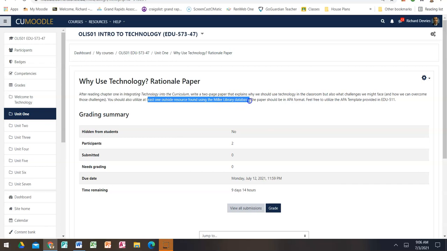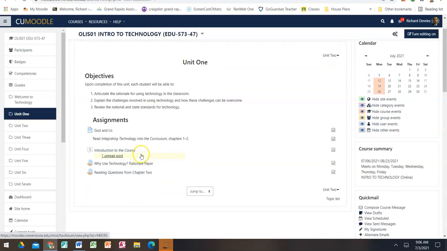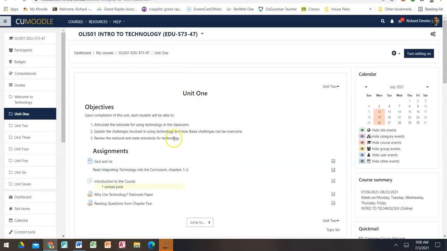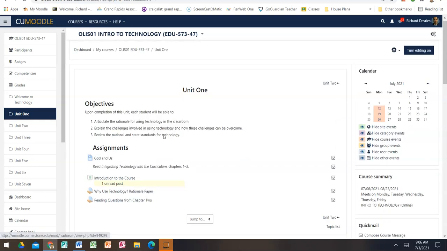So hopefully you're familiar with academic writing and APA. I would assume that you are. If not, you can also look at the student resources for help with APA templates and such like. Then the reading questions from chapter 2 on page 52, you're going to have those and submit those to this Dropbox by the due date here. So those are the deliverable assignments for Unit 1, and then of course the discussions, as we mentioned.